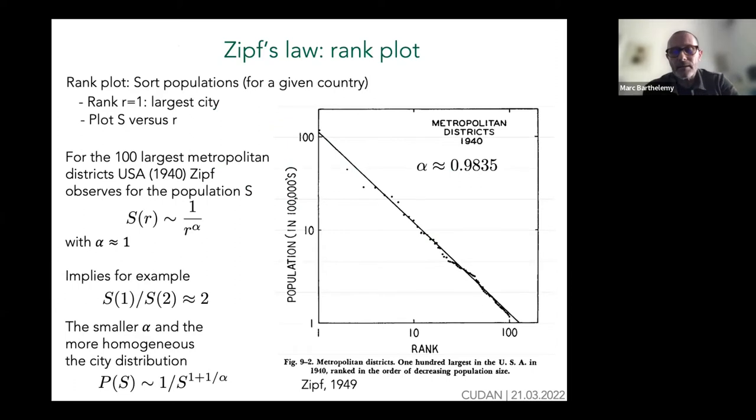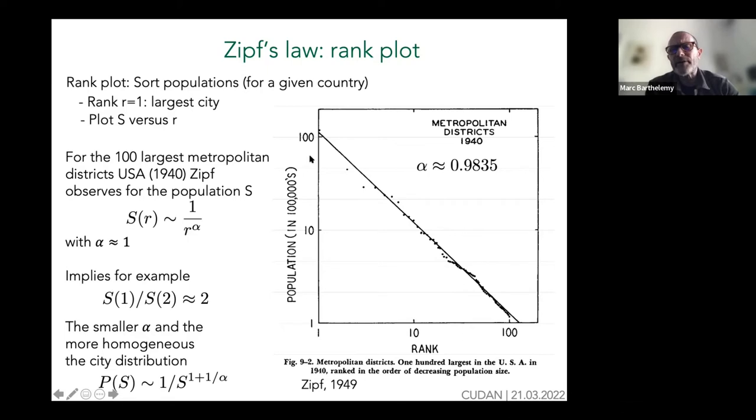Basically, this is just a quick slide on the Zipf law. You take a country, you have many cities in it, and you rank all the cities according to their population. So rank one is the largest city, rank two is the second largest city, and so on. Each city has a certain population S, and its rank R, which goes from one to the number of cities in this country. This was first noticed by a physicist in 1913 called Auerbach, but then George Zipf generalized it, and this is what he showed in his book of 1949.